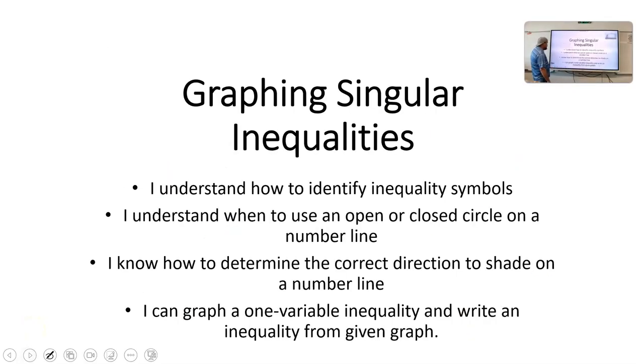All right. So once again, our goals were: I understand how to identify inequality symbols. I understand when to use an open or closed circle on a number line. I know how to determine the correct direction to shade on a number line. And I can graph a one variable inequality and write an inequality from a given graph. So if you have any questions, let me know. I'm actually going to insert a little video right here so you can see what the assignment will look like when you get to that portion and you know how to graph it on the computer.